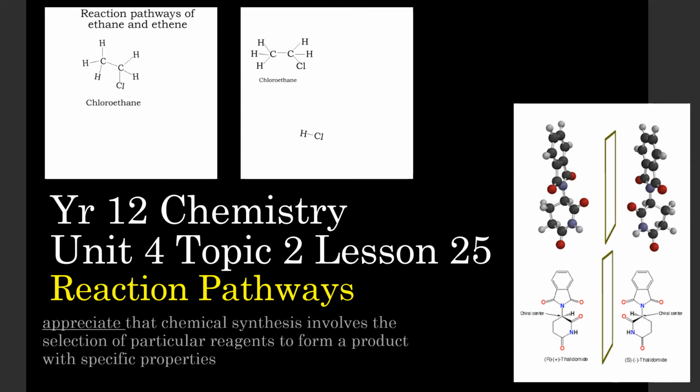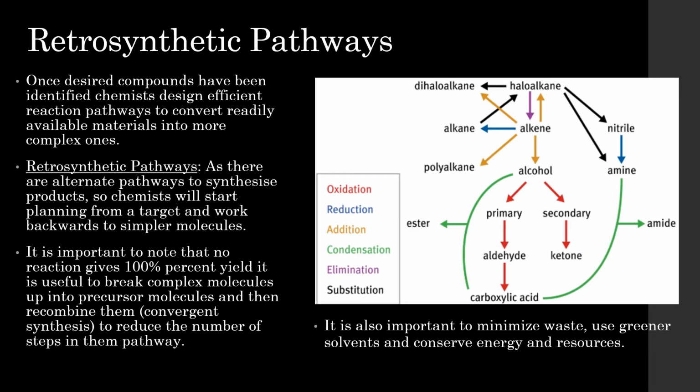So the first goal of today is that we want you to appreciate that chemical synthesis involves the selection of particular reagents to form a product with specific properties. So let's have a look at some retrosynthetic pathways and what that is. So we've got this target compound in mind.